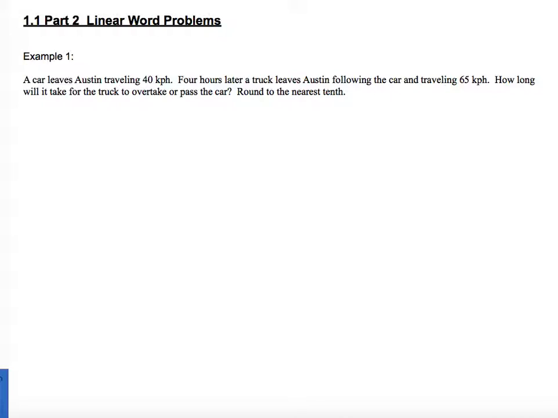So let's think about what this is really asking. Let's kind of draw a picture. So here's Austin, okay? A car is leaving Austin at 40 kilometers per hour. A truck leaves 4 hours later and is traveling at 65 kilometers per hour. So here's our truck behind. How long will it take for the truck to overtake or pass the car?